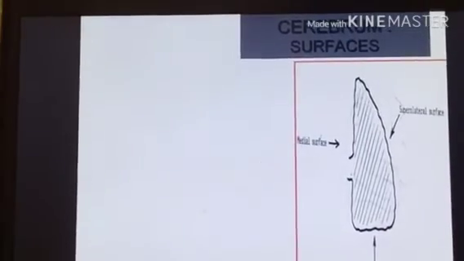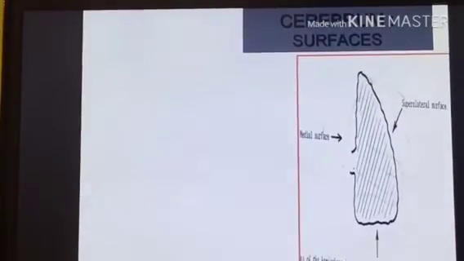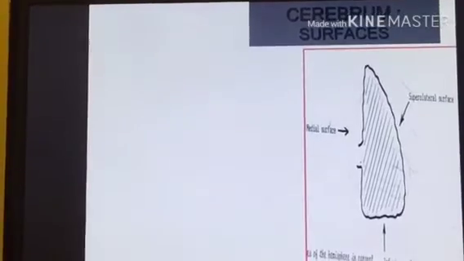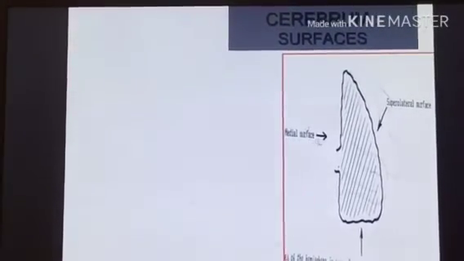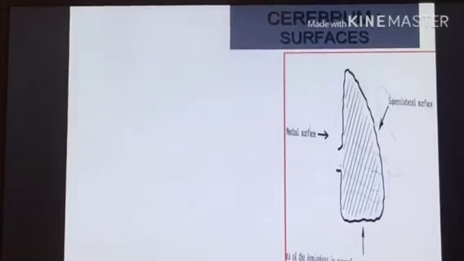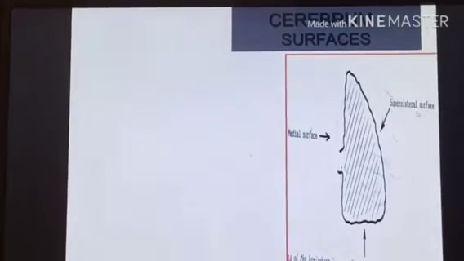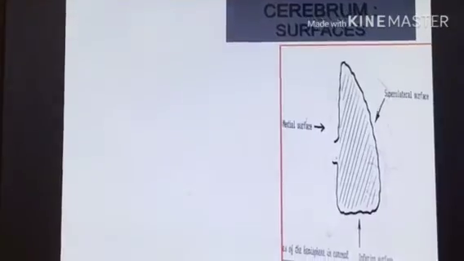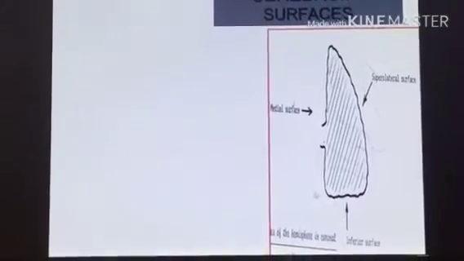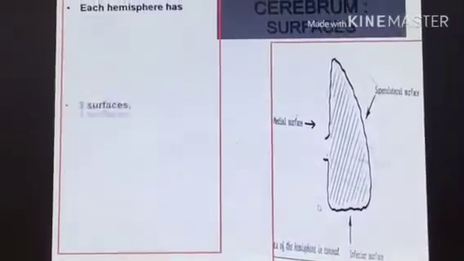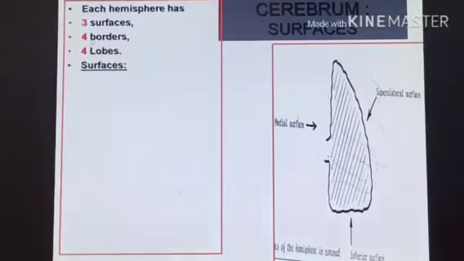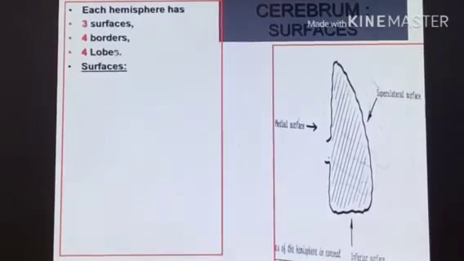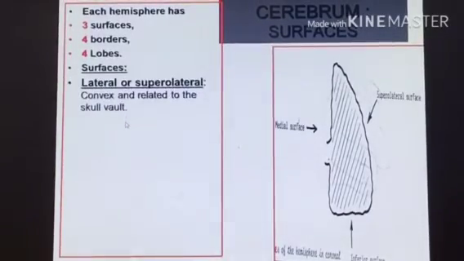Now, I want to show you one hemisphere with its surfaces. Medially, we call it the medial surface. And here laterally, we call it the superolateral surface. And of course, the inferior surface of the hemisphere. Each hemisphere has 3 surfaces and 4 borders, and of course lobes.